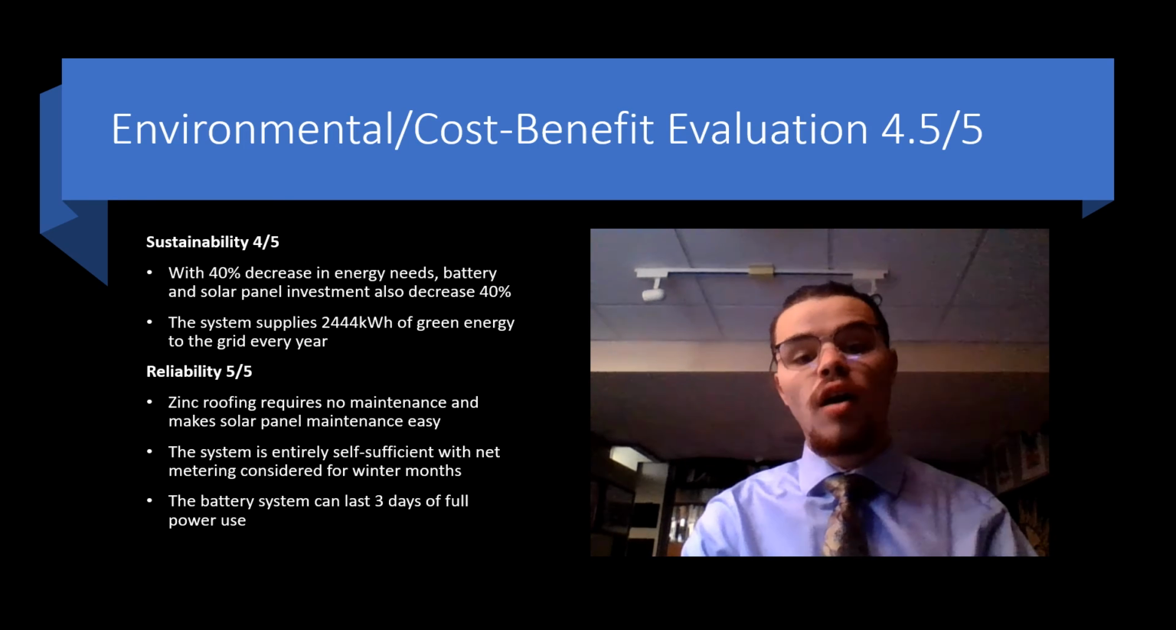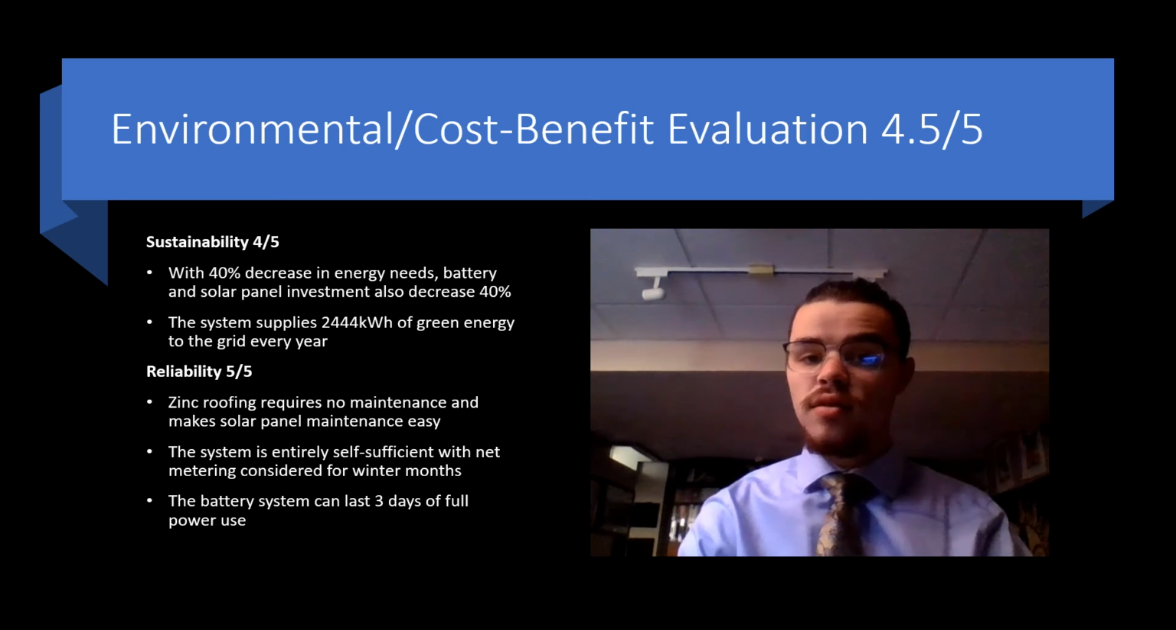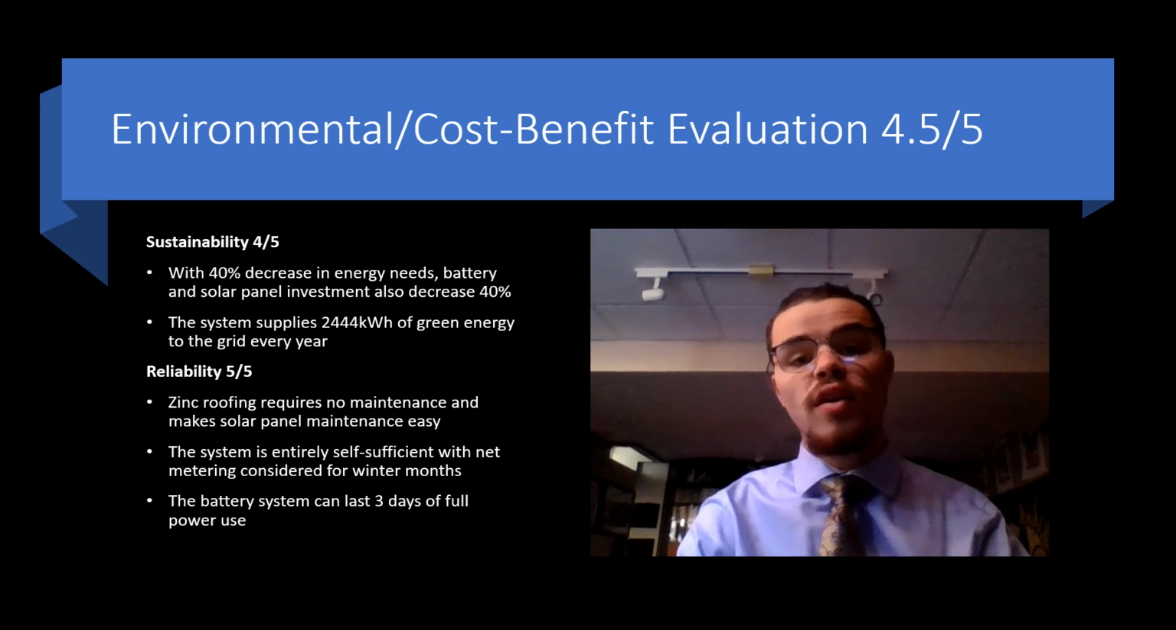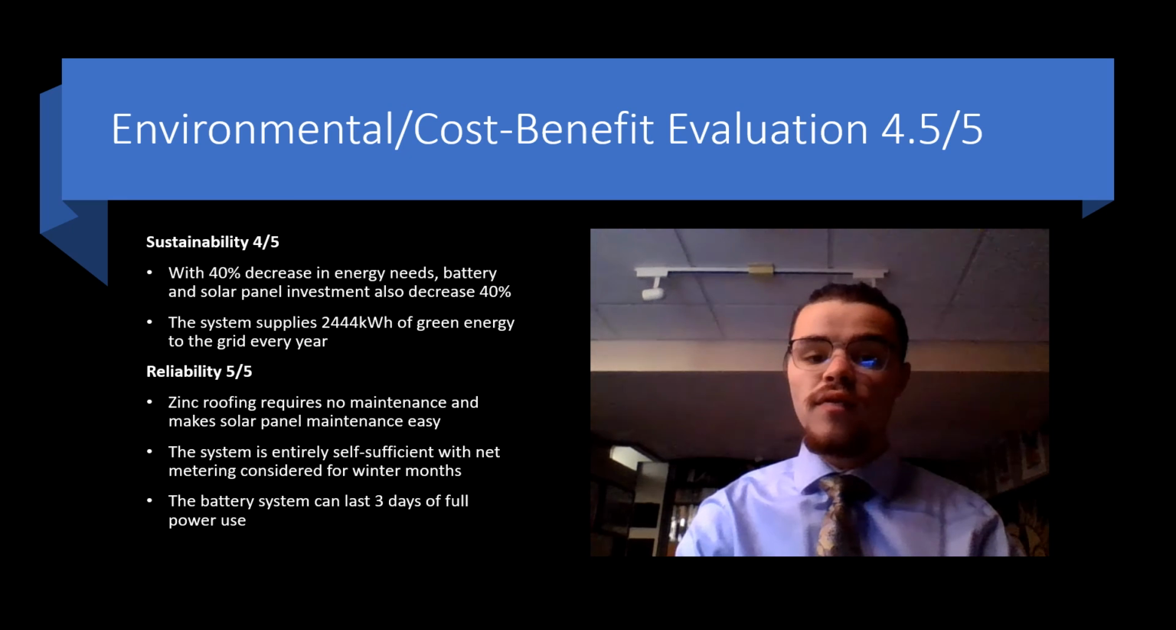The environmental cost-benefit evaluation. With a 40% decrease in energy needs, there's also a 40% decrease in investment for the battery and solar panel system, and the system also supplies nearly 2,500 kilowatt hours of green energy every year, giving a sustainability of 4 out of 5.